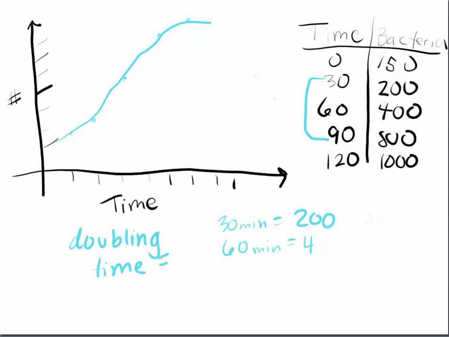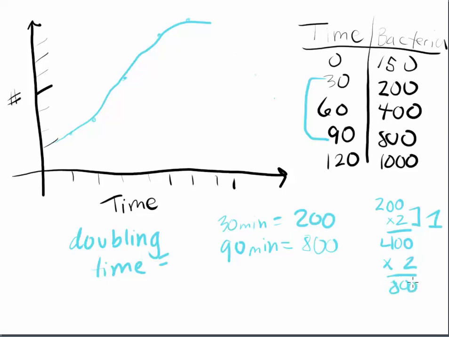So instead of choosing 60 minutes, what if we would have done 30 minutes and 90 minutes? At 30 minutes we had 200. At 90 minutes we had 800. So how many times did we double? Well, 200 times 2 is 400. So that's one doubling event. 400 times 2 is 800. So that's another doubling event. So in the 60 minutes that we're looking at, we went through 2 doublings. Therefore, if you divide, the amount of time it took to double one time was 30 minutes. So if you gave these cells an entire hour, they were able to do it twice. Okay, so that's the concept.